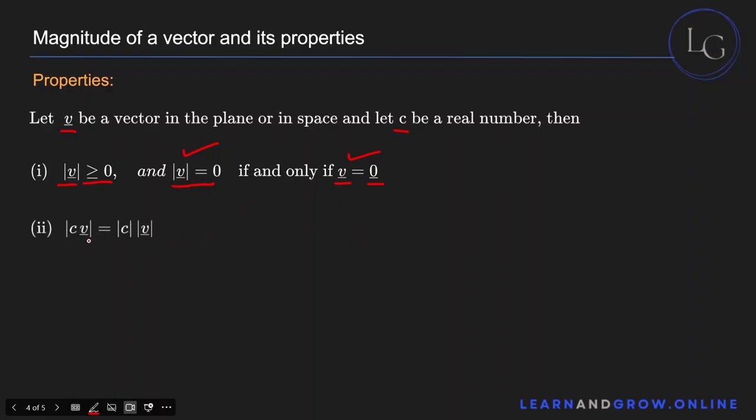And here's the second property. If you take a scalar c and multiply it with the vector v and take its magnitude after that, it's basically just equal to the magnitude of c multiplied with the magnitude of the vector v. Both of these are interchangeable. So yeah, that's about it.